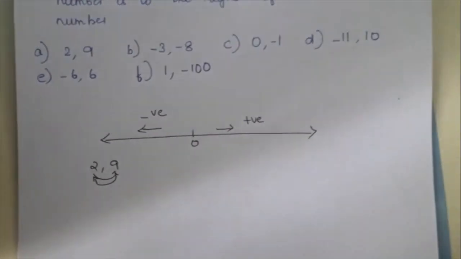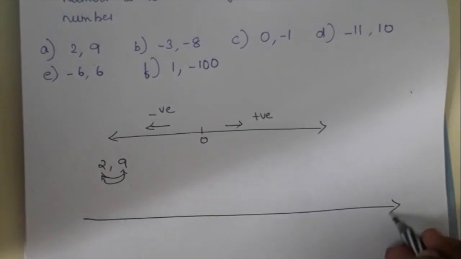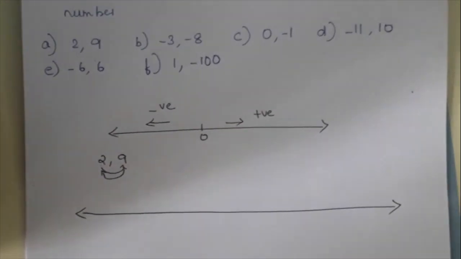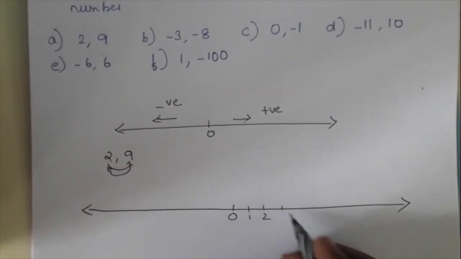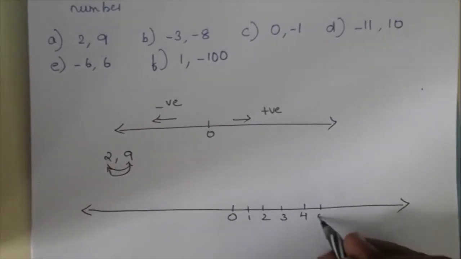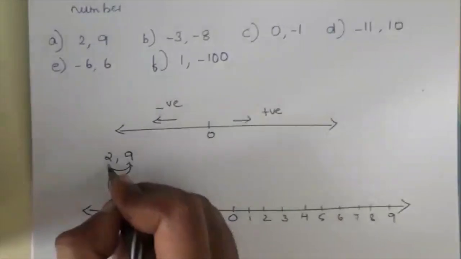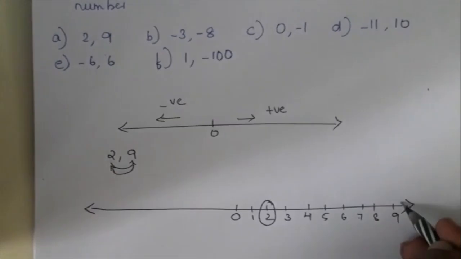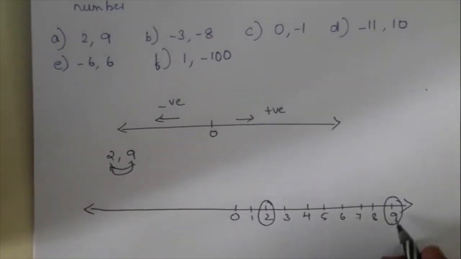So when you draw a number line, so I am drawing a number line. So when you draw, you have to draw it with scale. Okay, so here 0, 1, 2, 3, 4, 5, 6, 7, 8, 9. So 2 and 9. So this is 2 and this is 9. So you can write 9. 9 is on the right side of 2.